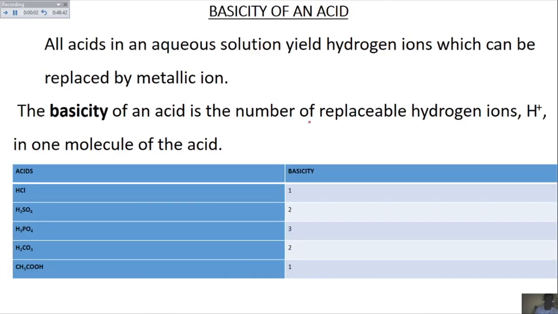Therefore, we're going to stop there for today. Then the next class will start from the basicity of an acid. I hope you enjoy it.